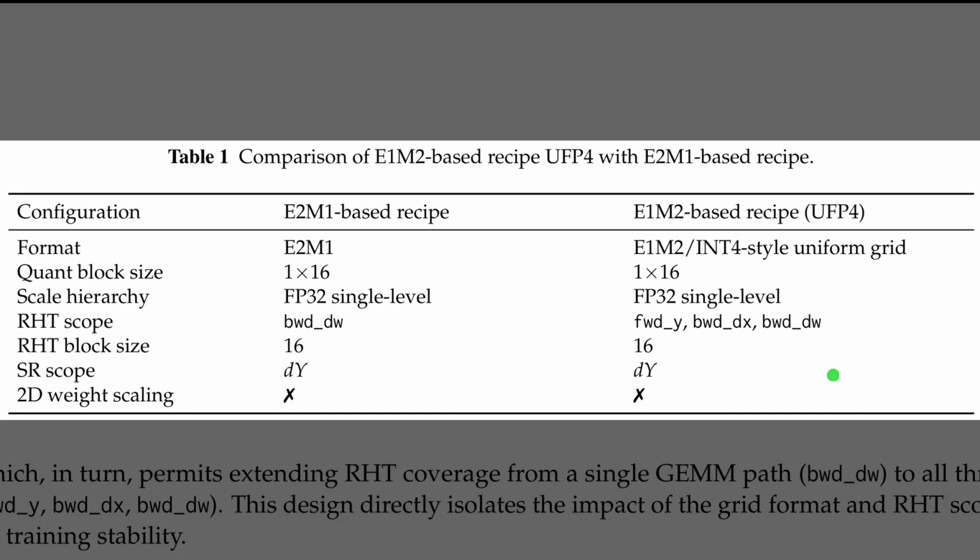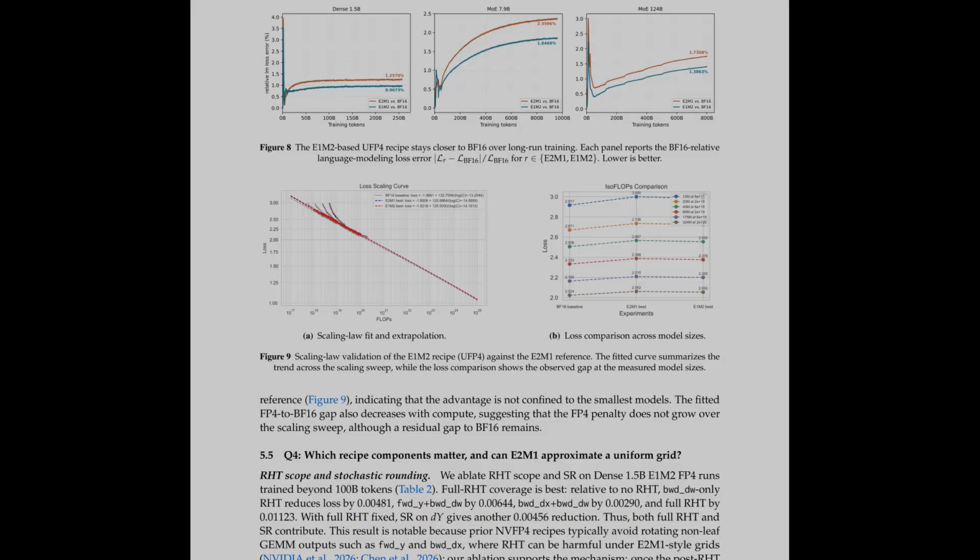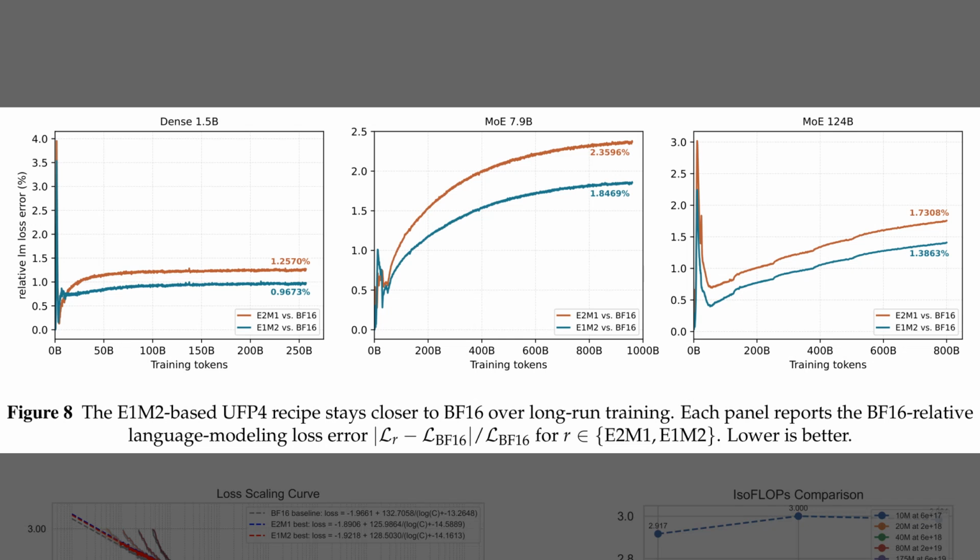Table 1 summarizes the exact configuration differences between this new uniform approach and the traditional E2M1 baseline. While auxiliary settings like the quantization block size of 1/16 and the stochastic rounding scope remain identical, the core formats diverge. The traditional recipe relies on the non-uniform E2M1 format, whereas the UFP4 recipe employs an E1M2 style uniform grid. This fundamental change allows UFP4 to expand the random Hadamard transform scope across all three training operations, which significantly stabilizes training. Well, these configuration benefits translate directly to training performance.